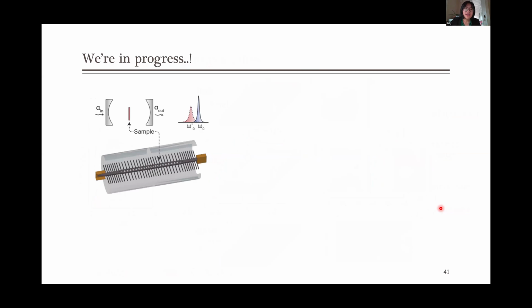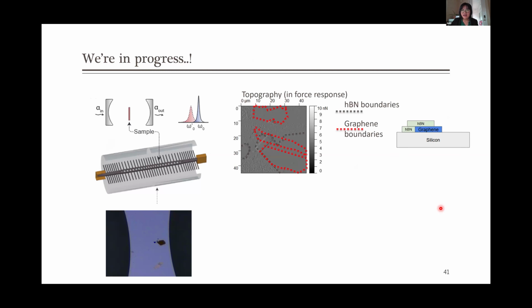And then we are also in progress of developing some new techniques for it, including embedding the sample into millimeter wave cavities, and then studying graphene and boron nitride. So this is one example, but in general, very high sensitivity conductivity modulation on the sample.